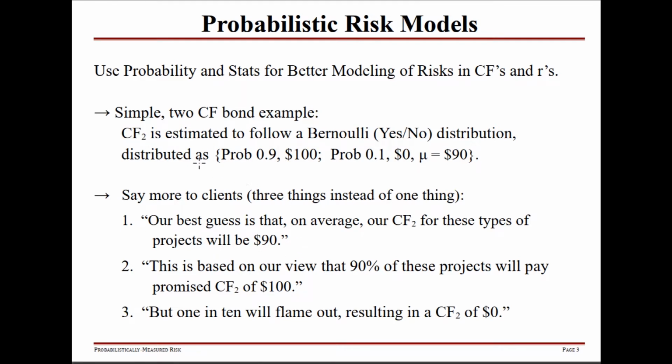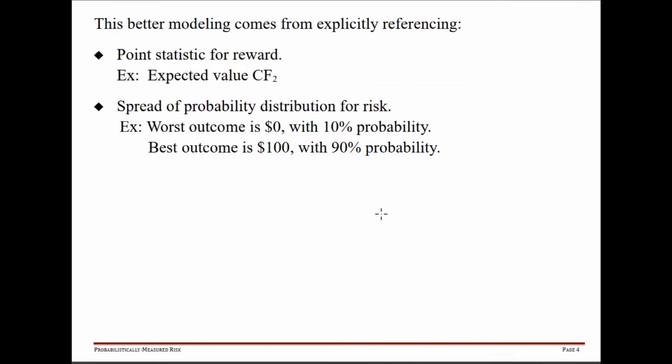But now, knowing the whole probability distribution, we can also say, and we're going to sound oh so smart, this is based on our view that about 90 out of 100 of these projects will pay their promised contractual cash flows of 100, but we think about 10% of them are going to flame out. And when that happens, in bankruptcy, we're going to get a cash flow 2 of 0. So you see, doing this, thinking about the whole probability distribution, it just gives us oh so much more to say and honestly oh so much more to know about what's happening.